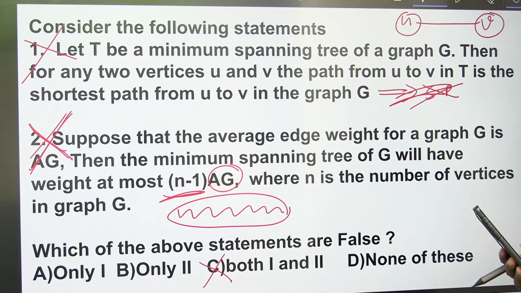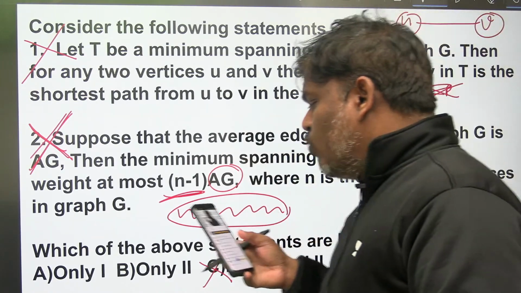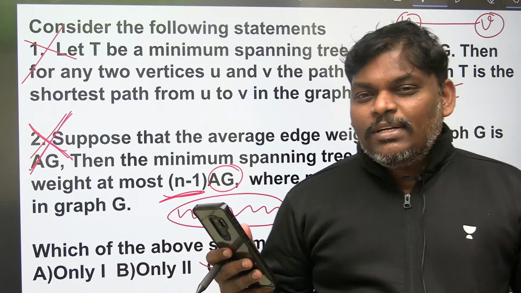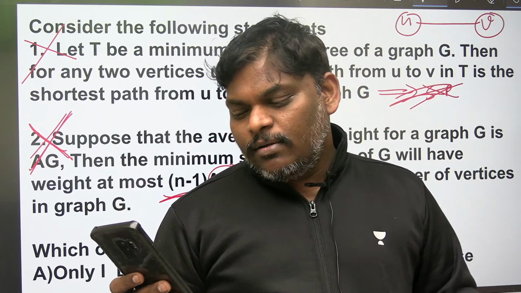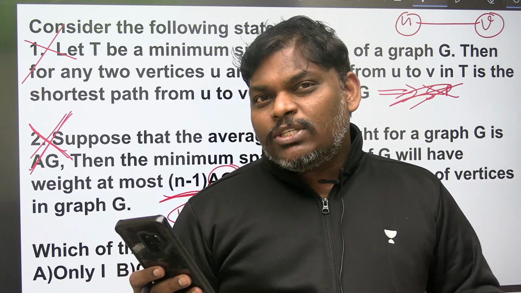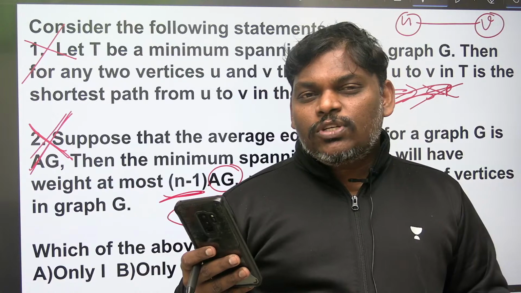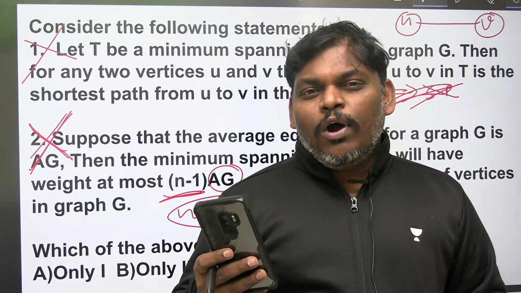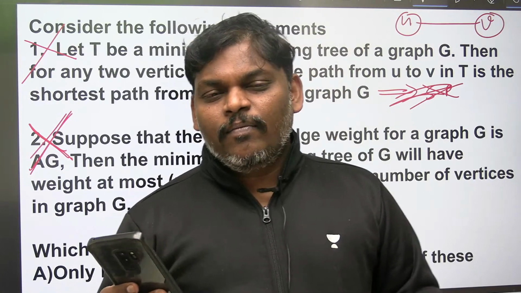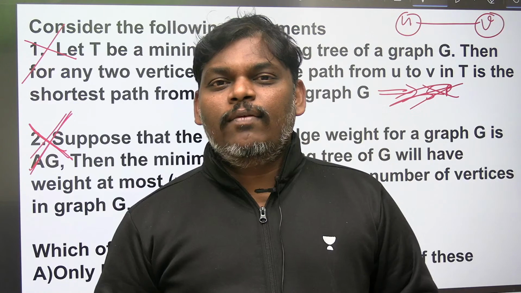If the MST itself is giving the shortest path, then why two algorithms? Means Dijkstra's doesn't have any work, Bellman-Ford doesn't have any work. If whatever the MST is doing, the shortest path is also doing the same, then what has Dijkstra done? What has Bellman-Ford done? Why did they spoil our life?